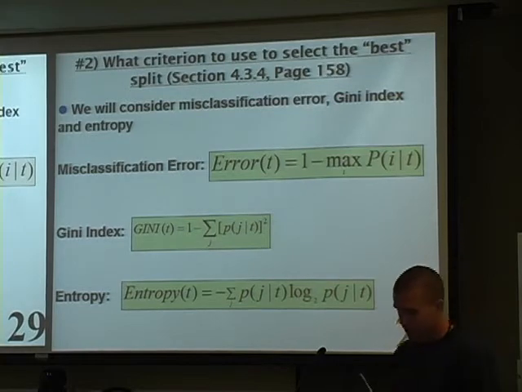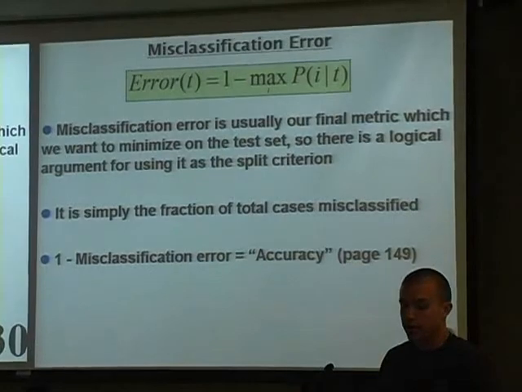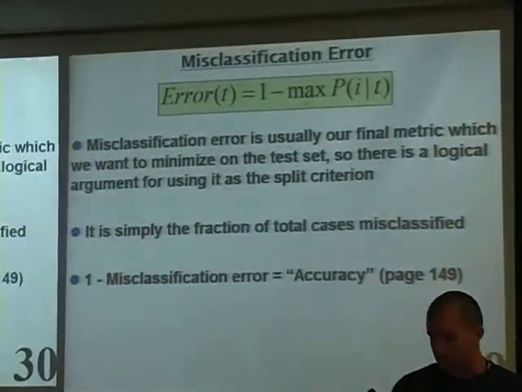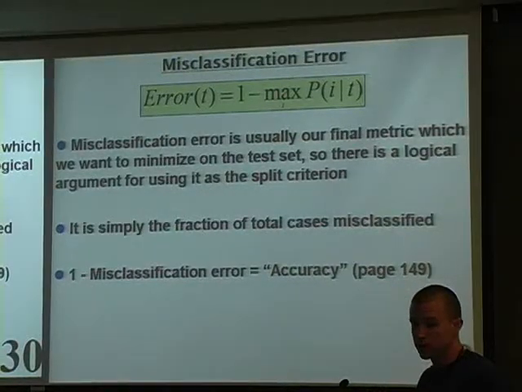So let's talk about misclassification error, for example. This is generally our final metric, right? At the end of the day, we judge the model based on how the misclassification error looks on the test data. So it makes sense we might use this as our criterion.